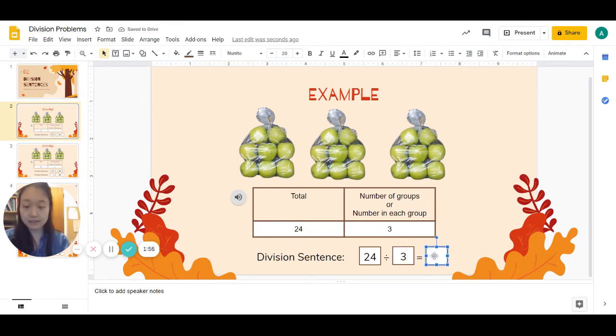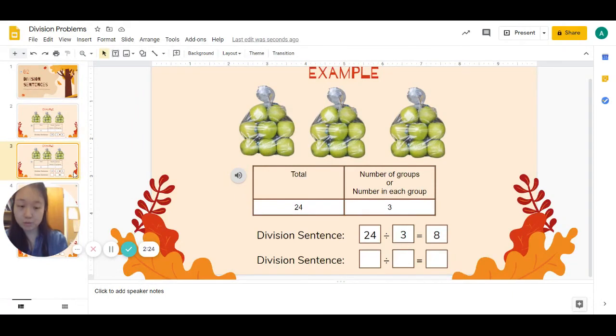And then to find the number in each group, I can just count how many apples are in one bag. 1, 2, 3, 4, 5, 6, 7, 8. So 8 is the answer I'm looking for in a division sentence. How many apples are in each bag? I can read this division sentence as 24 divided by 3 equals 8.